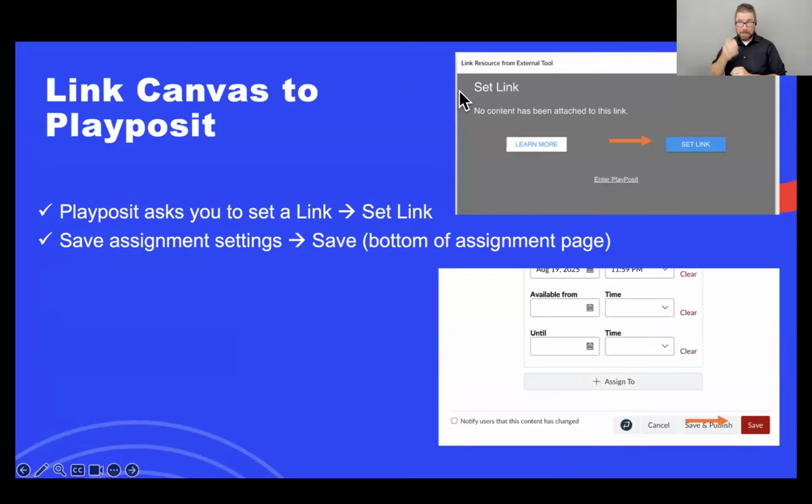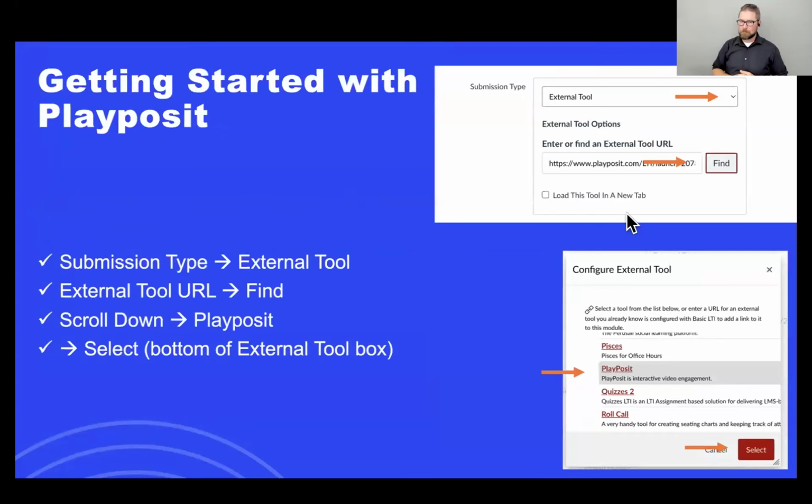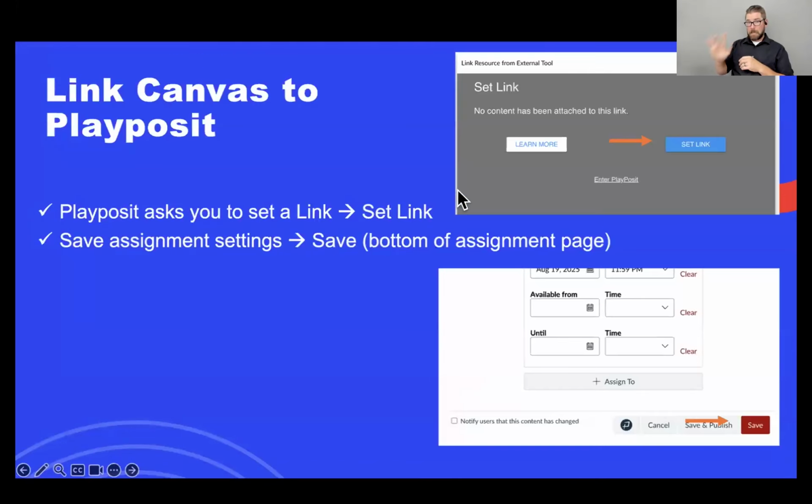Hold on, we got one more thing to do. So let me go back, just to refresh myself. Okay, yes, we selected Play Pause It. We have to link it. I forgot the link button. Now we're going to set the link. So this is the next box. The link resource from the external tool. This is still connecting Play Pause It to Canvas. And I will select the button that says set the link.